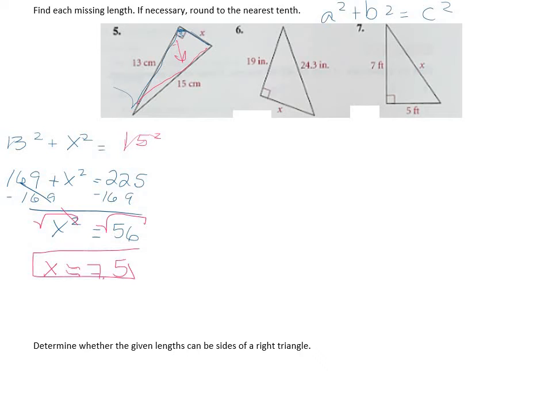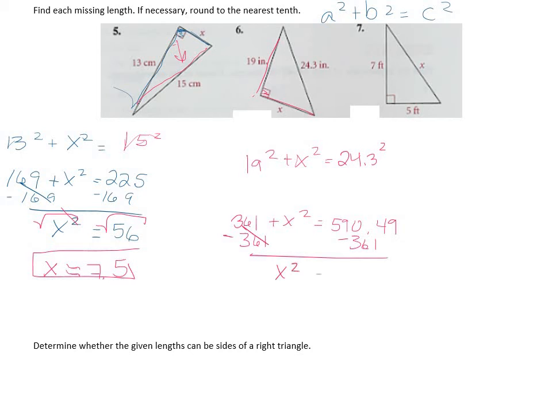Okay. In the next one here, look for that right angle. That's going to tell you what the legs are. The legs here are going to be 19 squared plus x squared equal to my hypotenuse of 24.3 squared. 19 squared is going to be 361 plus x squared is equal to 24.3 squared, which is 590.49. Okay. Then you can subtract 361 from both sides.